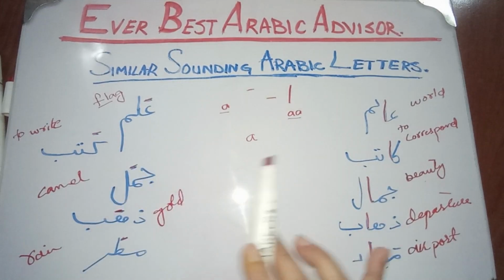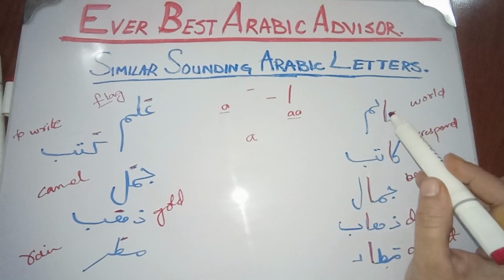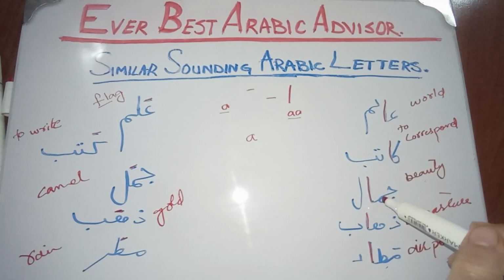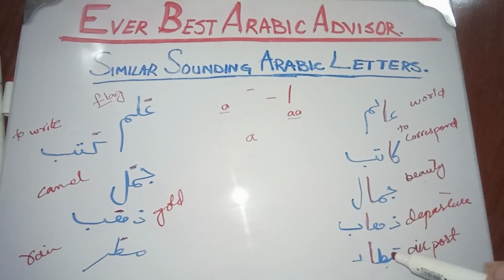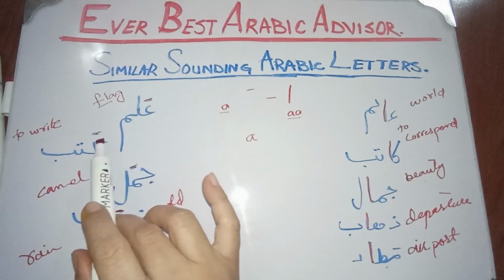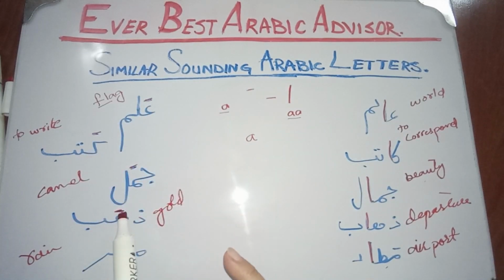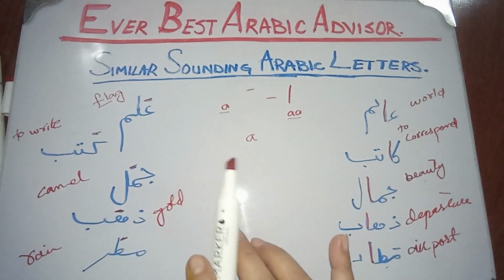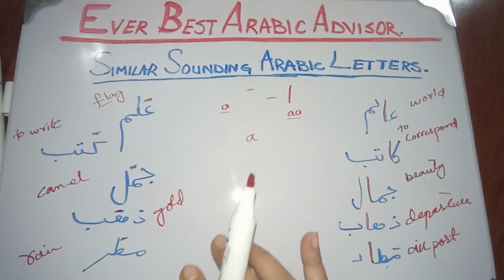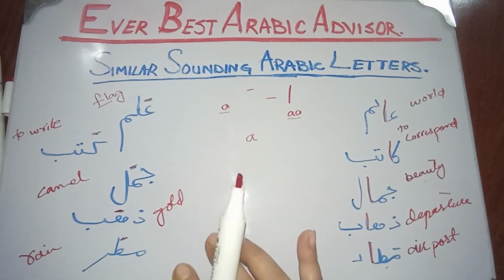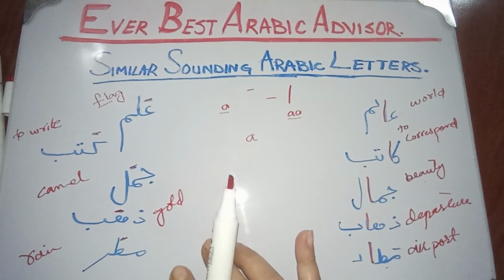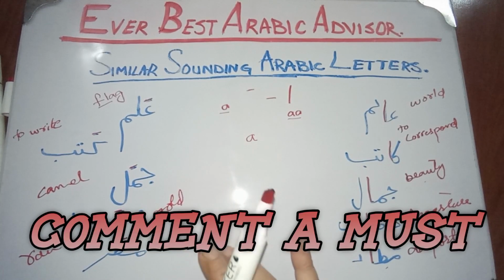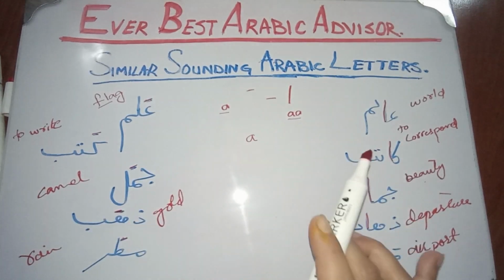You have to practice. Let's practice with me once again. Alam, katab, jamal, zahab, matar. Alam, katab, jamal, zahab, matar. You see the difference? But all these things need practice. Make practice. If you are still confused, comment in the comment box. I will make a new video for you wherever you're confused.